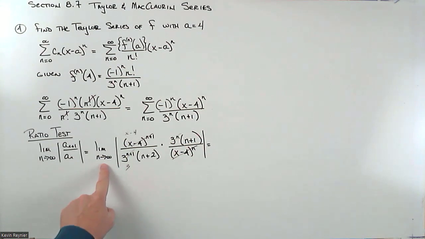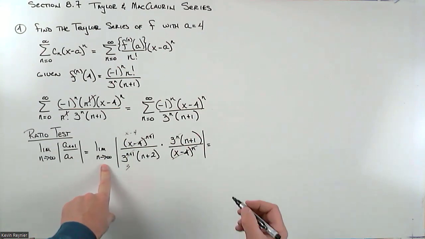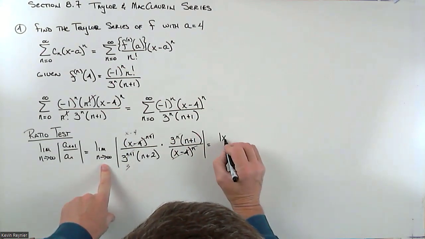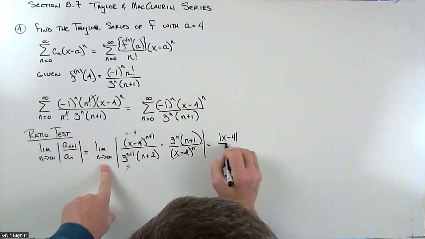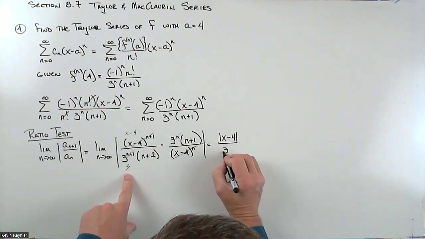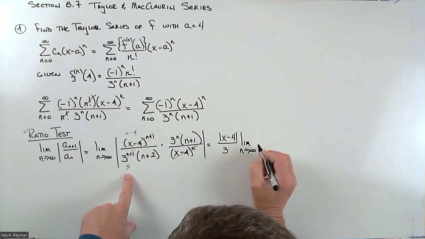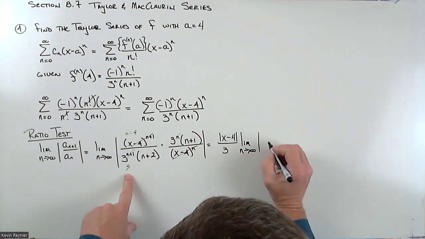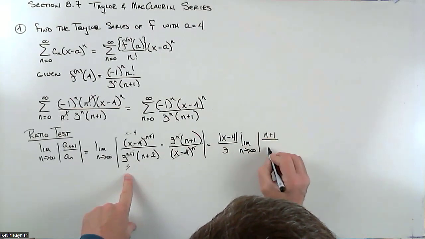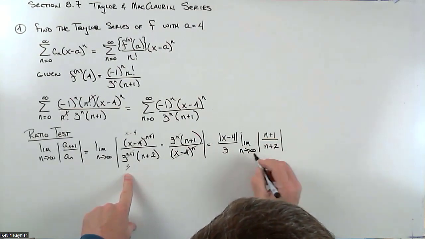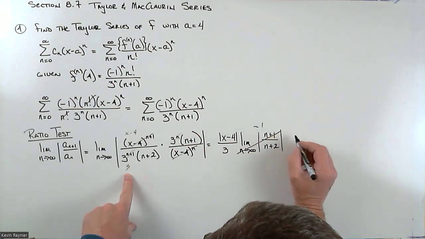Those are constants relative to n, our limits in terms of n. So we can bring that out in front. That's going to give us the x minus 4 in absolute value. We don't need the 3 in absolute value. We're going to have the limit here as n approaches infinity of the absolute value of n plus 1 over n plus 2. Of course, this just equals 1.